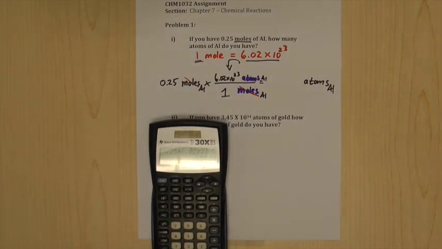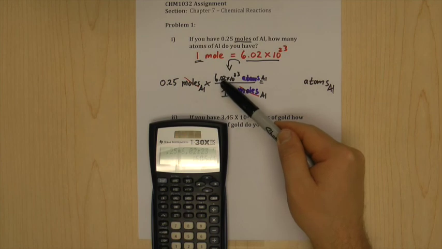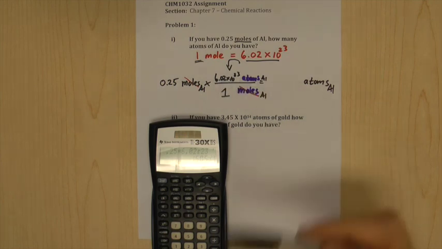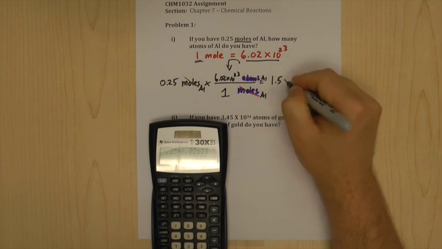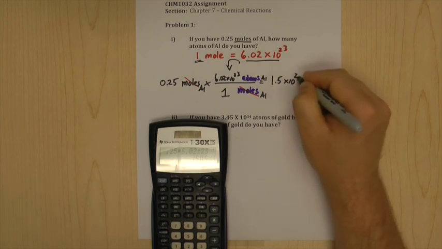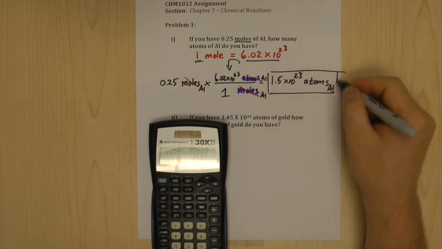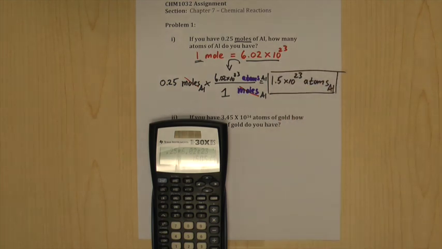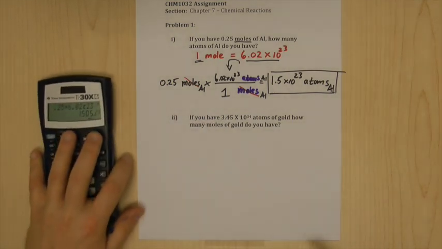But don't forget significant figures. We're multiplying. So here are 2 significant figures. Here are 3 significant figures. My answer can only be in 2. So the answer will be 1.5 times 10 to the 23. And let's put a box around it. Shh. All right, so that's how you do part 1 of this problem.